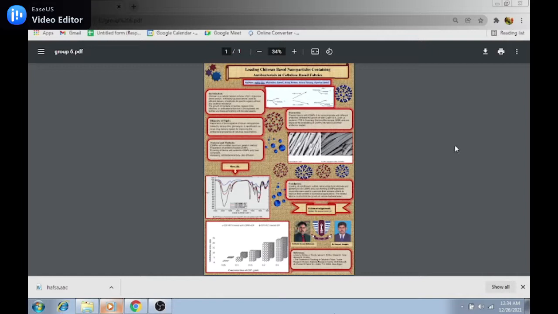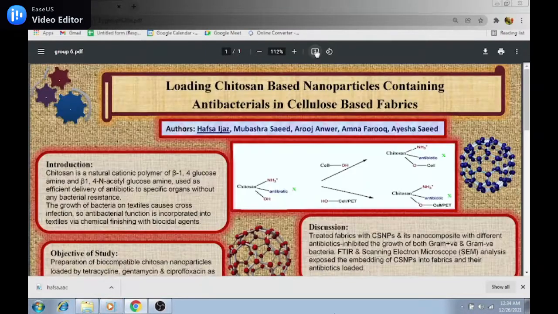Look at the poster. The whole background is just covered with a piece of cloth, and some nanoparticles are trying to incorporate into it. Why is this phenomenon happening? Let's find out. Because we are trying to load chitosan-based nanoparticles containing antibiotics or antibacterials in the cellulose-based fabrics. Why? Because we want to increase the antibacterial activity of these fabrics.